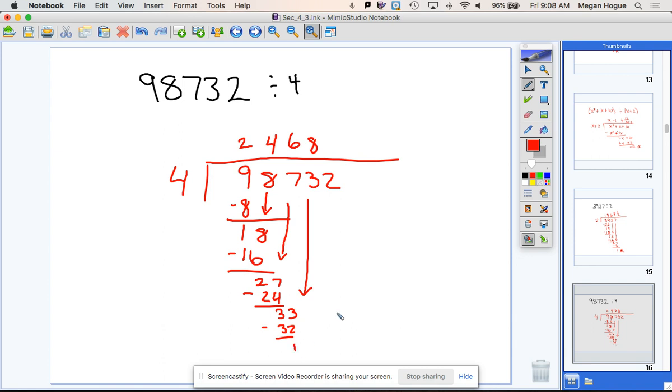Or 2 is 1. Oh, it does go equal, you guys are right. 3. Oh, sorry. Remainder 0. So you guys get 24,683? Yes. Good deal. So again, that process, that's what we're gonna work on.